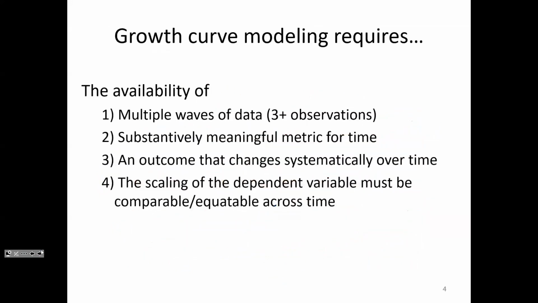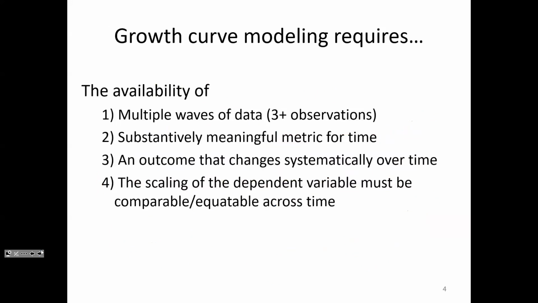Third thing, again, seems really obvious, but you have to have an outcome that systematically varies across time. This is what I was saying at the outset, you have to expect change across time. If you have an outcome that you don't think is actually going to systematically change across time, then this is the wrong model for you. You don't want a growth model because you're not expecting growth, right?